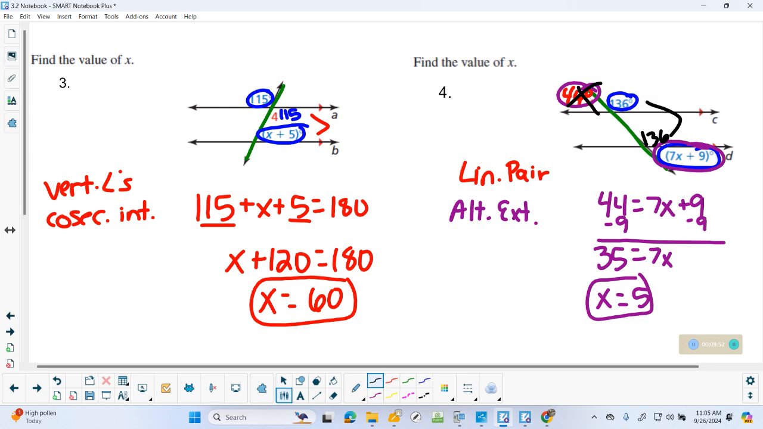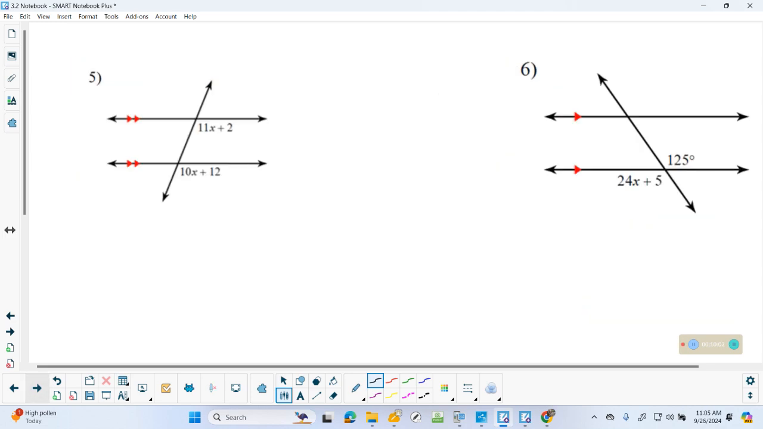You will get the same exact answer. So there's multiple ways to do it. I could have said corresponding, and then linear pair and added to 180. You get the exact same answer, okay? So there are some choices today, a little flexibility.